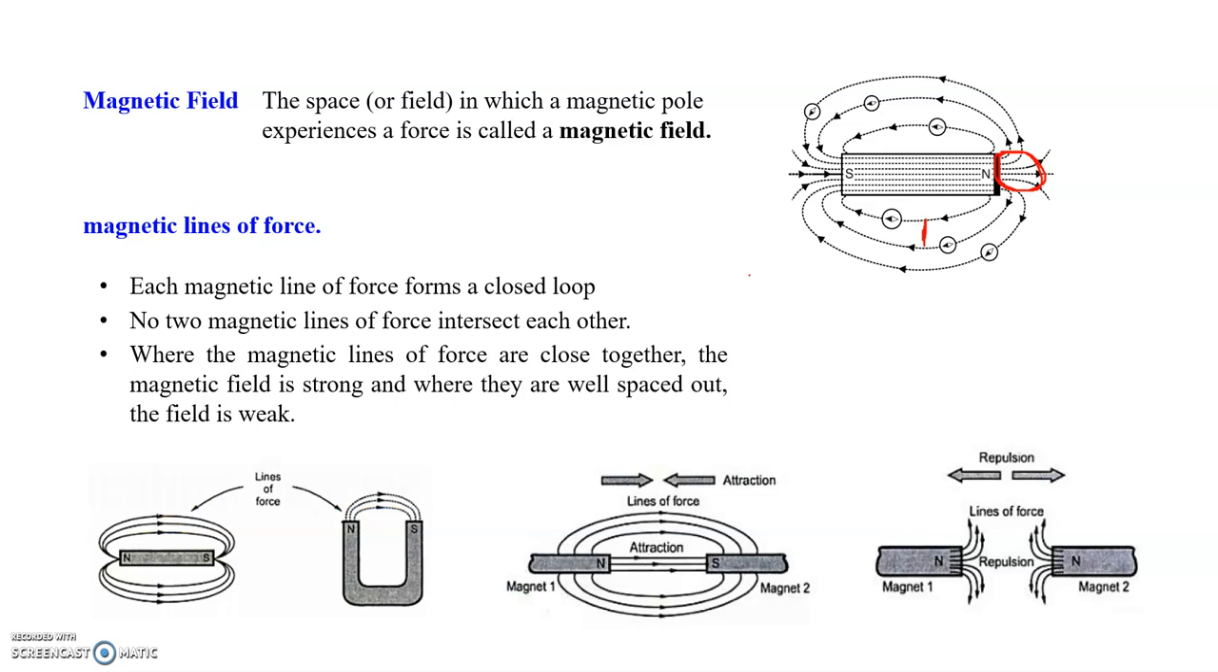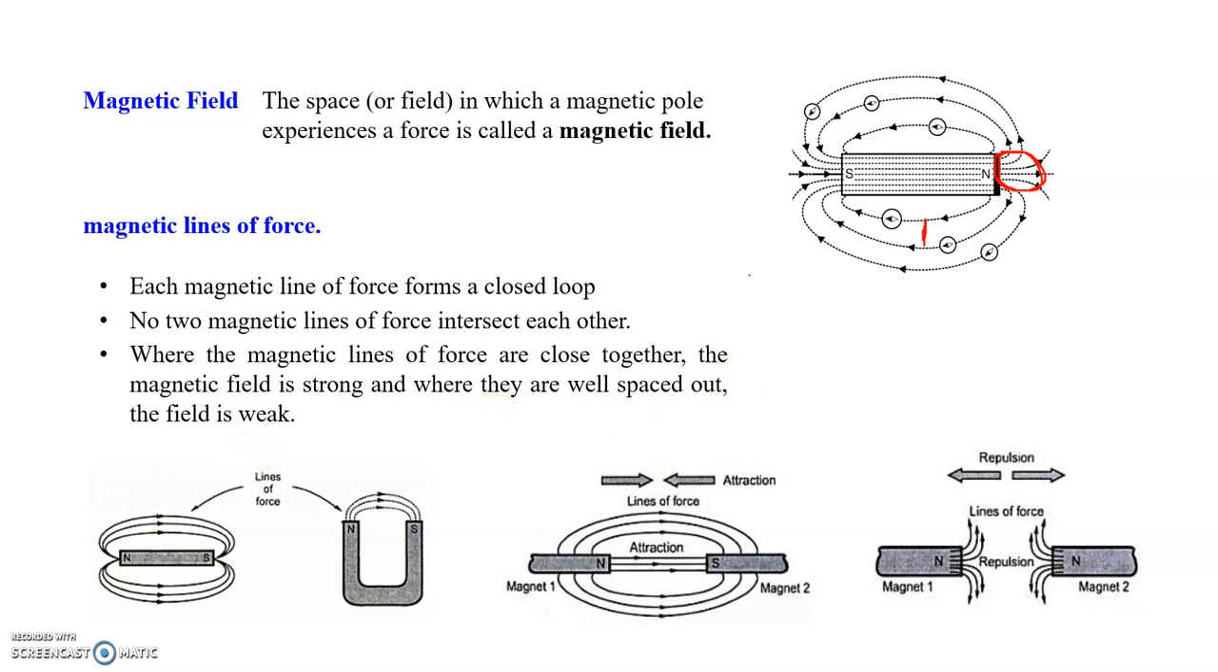Magnetic field is the space or field in which magnetic poles experience force. The important points related to magnetic fields: first, magnetic lines form a closed loop. Second, two magnetic lines never intersect each other. Third, if magnetic lines of force are close together, then the field is strong, and if the magnetic field lines are spaced out, then the field is weak.